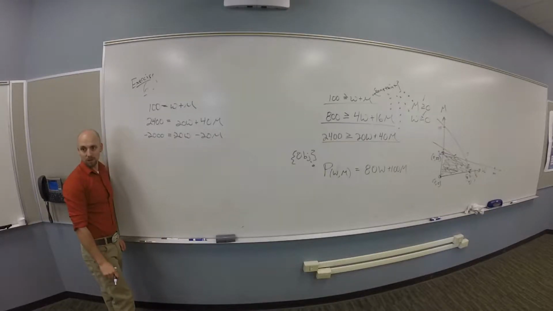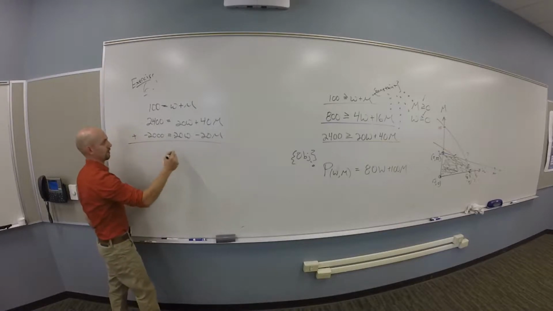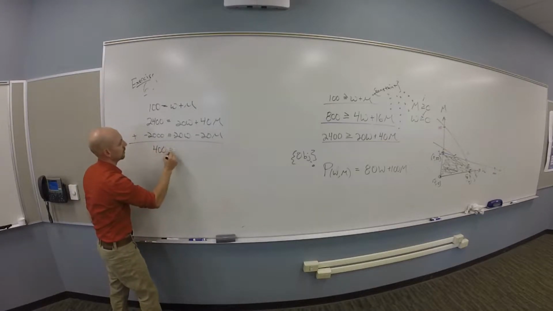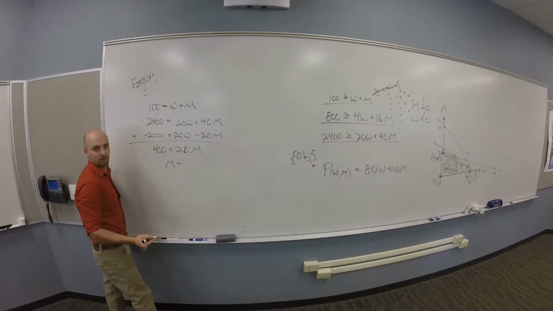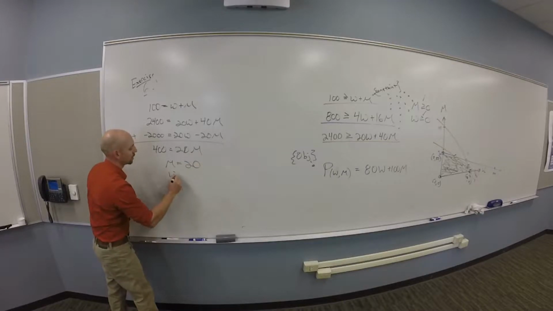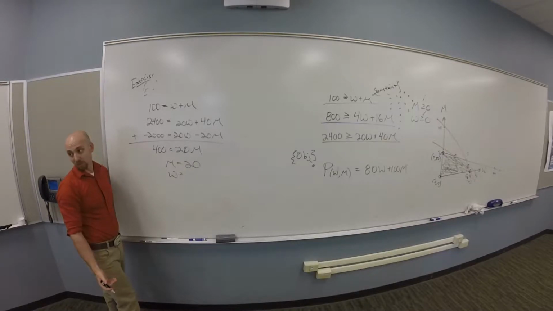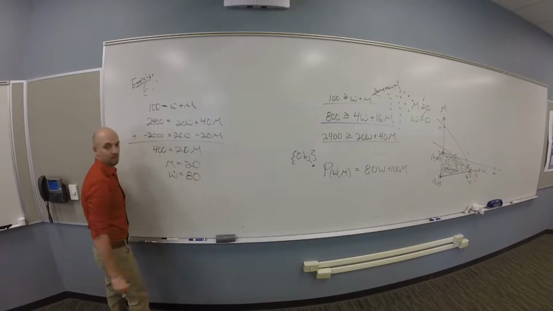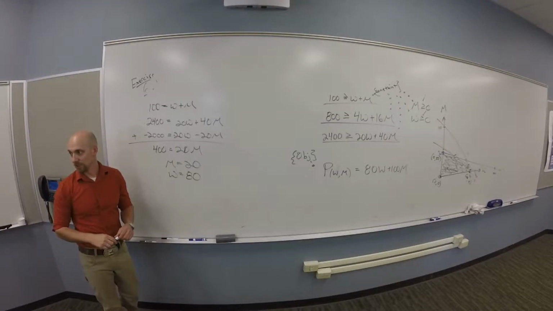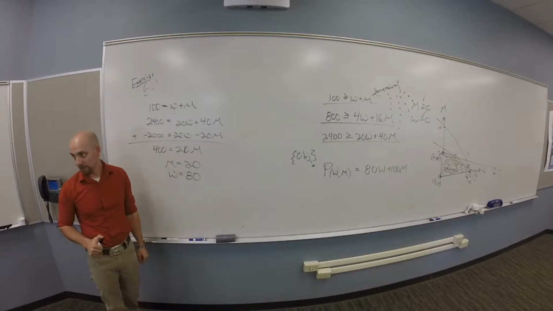Add those together. Good. Get 400 is 20M. So M is 20, and that forces W to be, if you plant 20 acres of corn, how much you got left? 80. 80 acres left. Plug 20 in, you get 80 left.